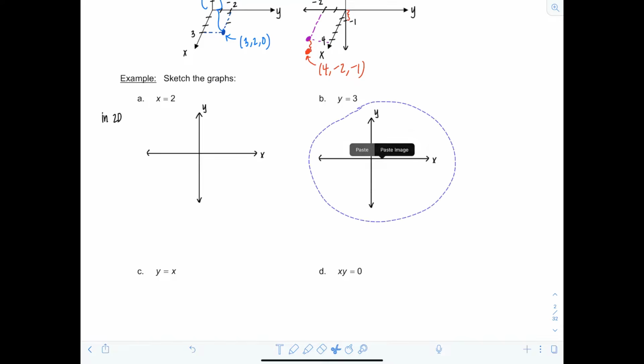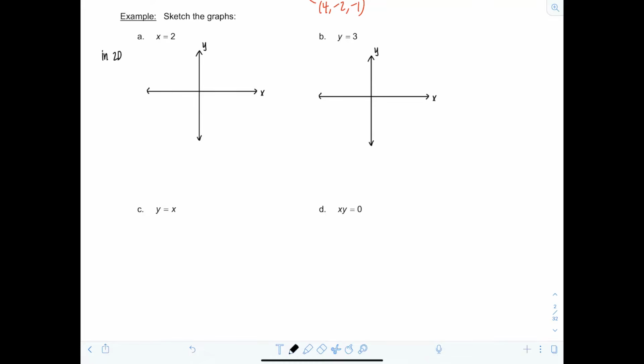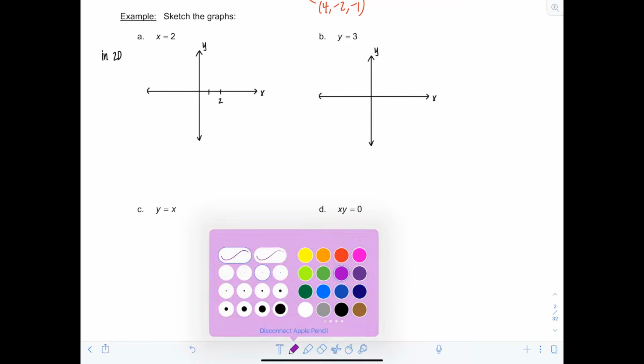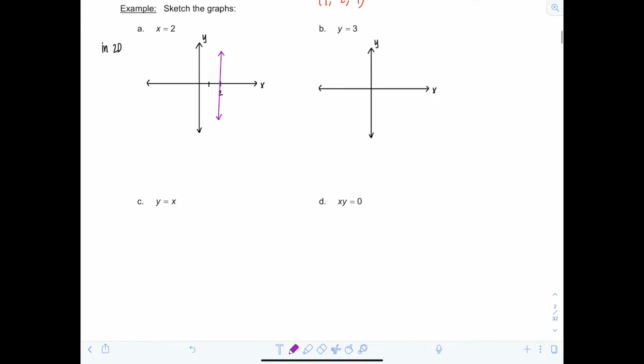Let's put one over here because I know I'm going to need it in a hot second. Okay, and so it's just the graph of a vertical line. All the x values are 2. And so I'm just going to graph that line, make sure everything's labeled nicely, and don't forget your arrows.